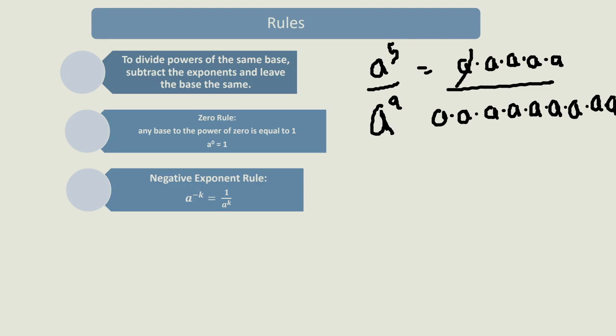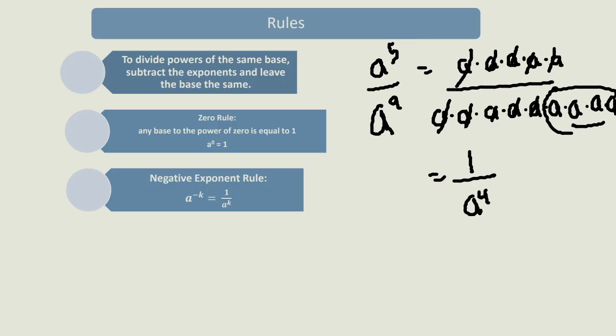Okay, so I can cross out 5. So 1, 2, 3, 4, 5, and 1, 2, 3, 4, 5. I'm left with these 4 A's, right? So I'm left with just a 1 on the top and an a to the 4 on the bottom. So this is great. That's one way to write it.